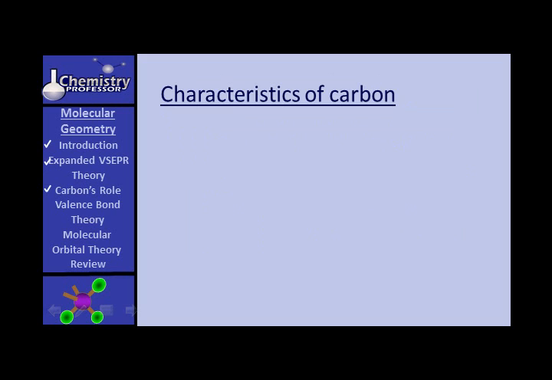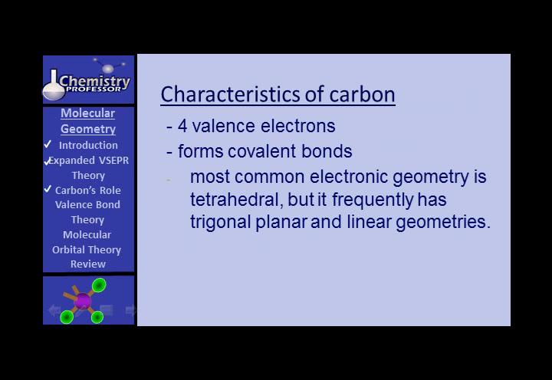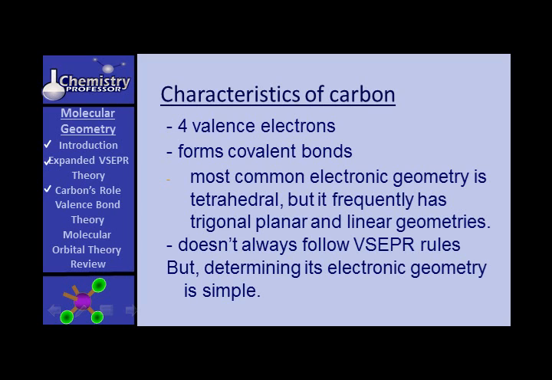The characteristics of carbon are important to us. It has 4 valence electrons. It tends to form covalent bonds, and its most common electronic geometry is tetrahedral. But there are circumstances under which it will be trigonal-planar and linear. It doesn't always follow our VSEPR rules. But for our purposes, determining the geometry for carbon compounds is pretty simple. Let me show you how to do it.